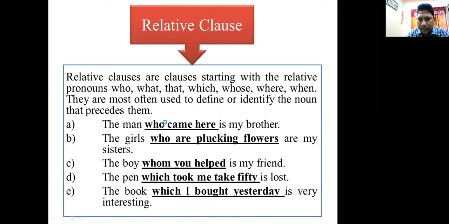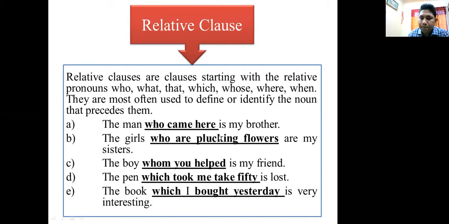We can also begin it with that clause. Have a look. The man who came here is my brother. Who came here? This is the example of relative clause or adjective clause. The girls who are plucking flowers are my sisters. Who are plucking flowers? This is the example of relative clause or adjective clause. The boy whom you help is my friend. Whom you help. This is the example of relative clause or adjective clause. In the same way, the pen which you took, the pen which took me taka 50 is lost. The book which I bought yesterday is very interesting.